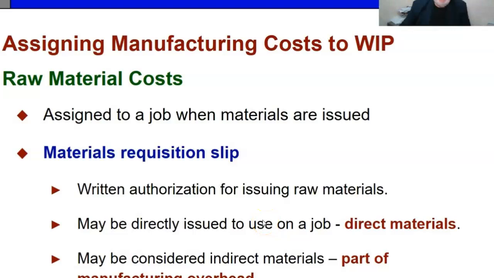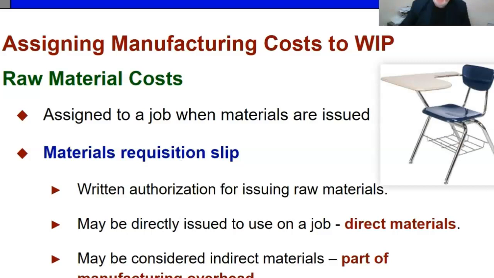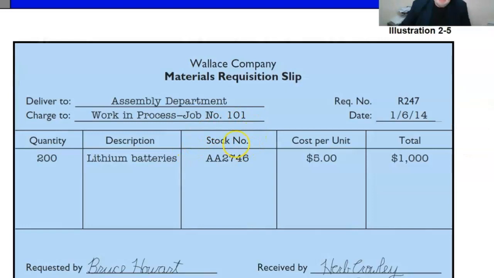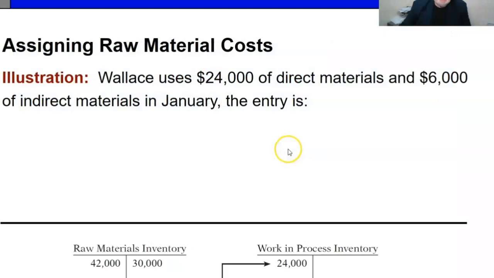The process starts when somebody requisitions some raw material. For producing a desk, they would requisition materials like wood and laminate and metal, and they would sign for these. So there's your material requisition slip, and that was what was taken out. Now this goes into production. It goes into the work in process if it's a direct material. If it's indirect material like glue or something like that, it would go into manufacturing overhead.